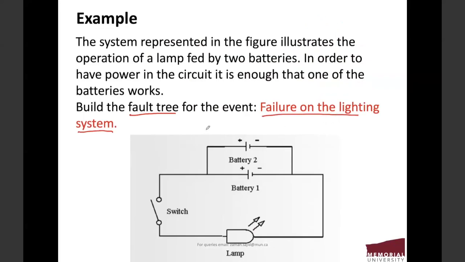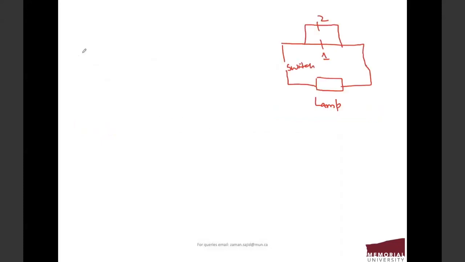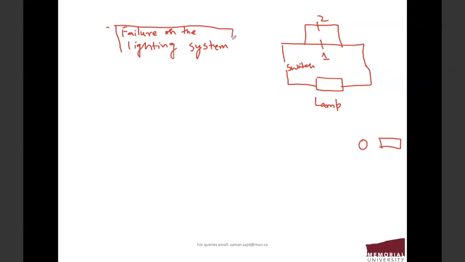Yes. So what is my objective here? My objective is I need to build a fault tree for the event, which is the failure on the lighting system. So what is my top event? My top event is failure on the lighting system. I have two possibilities. Either I can use my circles or I can use my rectangular. Because this is my top event, any statement, it will go in a rectangular because that is my top event here.